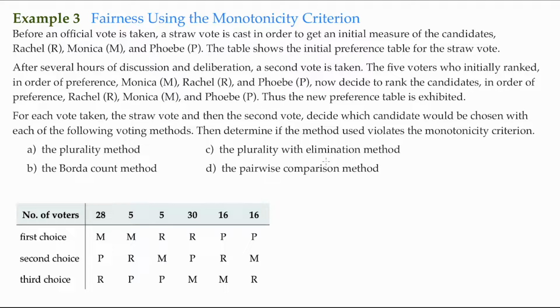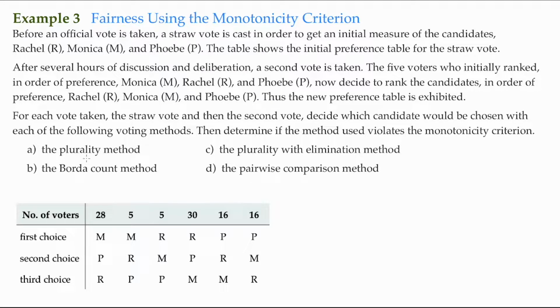So just to point a couple of things out here, we have 28 plus 5 plus 5, that's 38, plus another 30, that's 68, plus 16 is 84, plus 16 is 100. So there's 100 voters, or 100 ballots, cast. So a majority, which is more than 50%, means a candidate with 51 or more votes would have the majority.